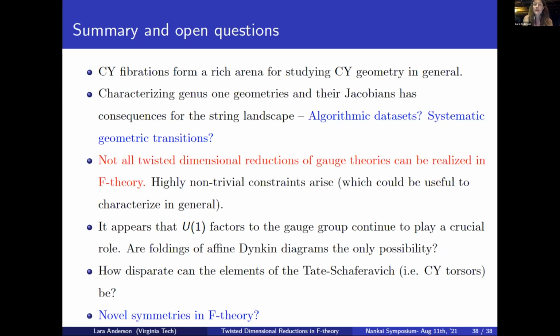To date, not all twisted dimensional reductions of gauge theories can be realized in F theory. There appear to be highly non-trivial constraints that link these two, and that's interesting both from the point of view of physics and geometry. And it appears that these U1 gauge group factors play a very key role in realizing which symmetries are going to be able to be folded at a non-abelian level. The geometric question is how disparate can elements of the Tate-Shafarevich group be? And we're starting to shed some light on these, as well as introducing some novel folding symmetries into F theory. And with that, I apologize for going over, and I'll stop there.